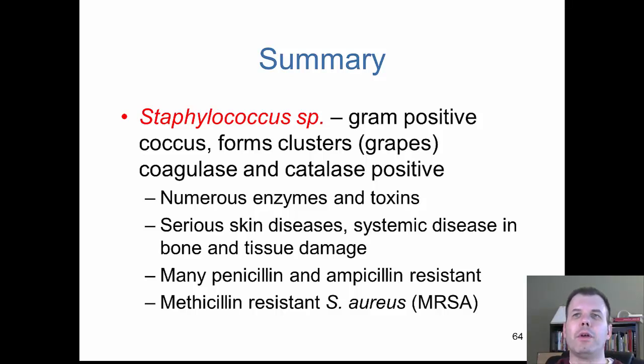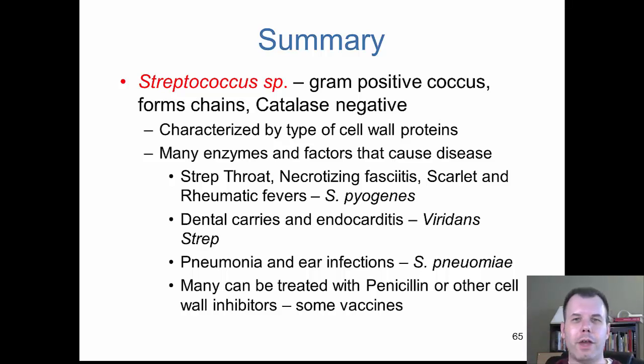Now the strep are again gram-positive cocci. Again, they're found in chains. They're catalase negative, so that's the big distinguishing feature from the staph. The other thing is what they look like. They look like chains, not clusters. Okay, they're categorized by the types of cell wall antigens, and again, I'm not going to ask you if this is an A, B, C, or D group type or whatever.